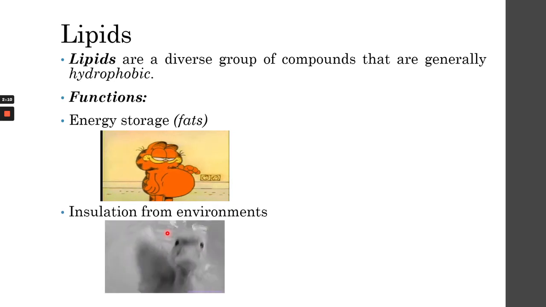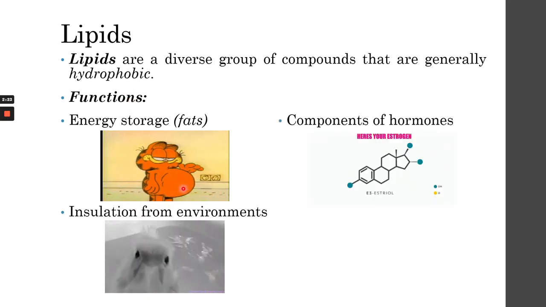Another way that you can actually see this is on some hydrophobic plants. Some of the outer coating of plants can repel water. That is because there is a lipid covering the stem or the leaves of a plant. Another function of lipids is that it is used in making hormones.